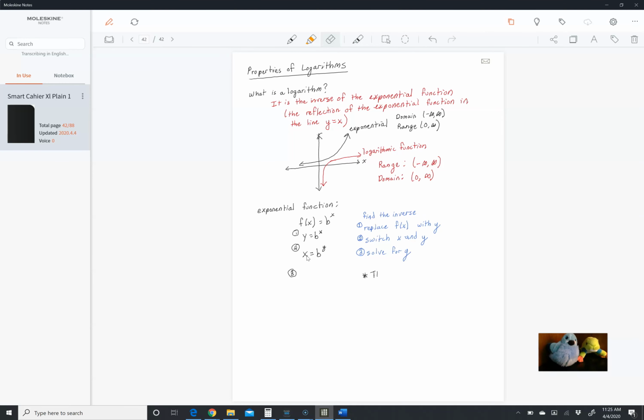And this is something that you want to make sure that you remember, because it's going to help you during everything that we do with logarithms. Remember, solving for an exponent means we isolate it. I'm going to box this because it's so important.